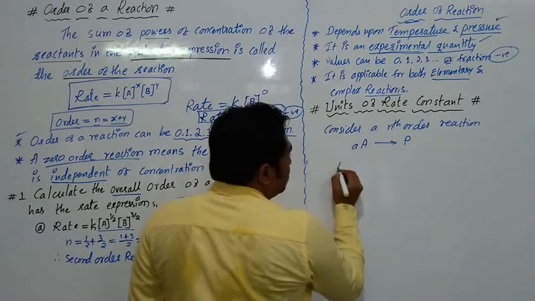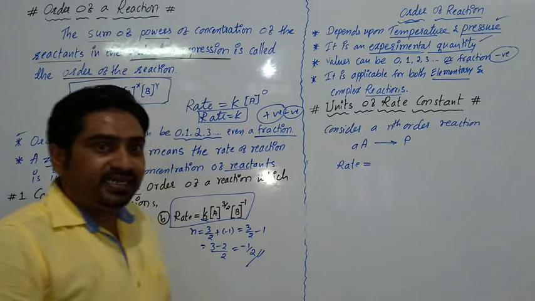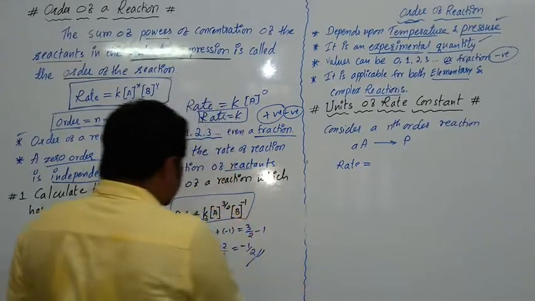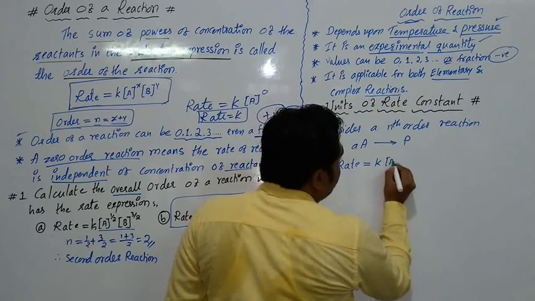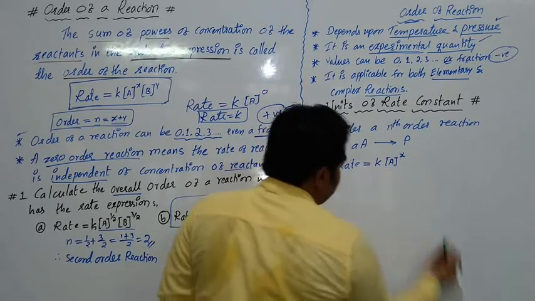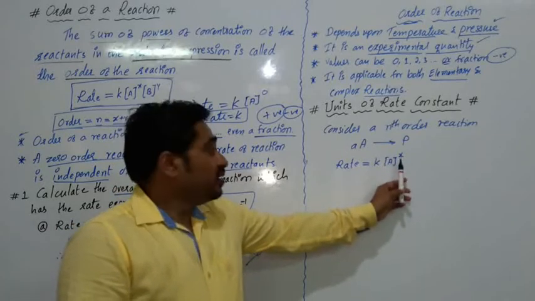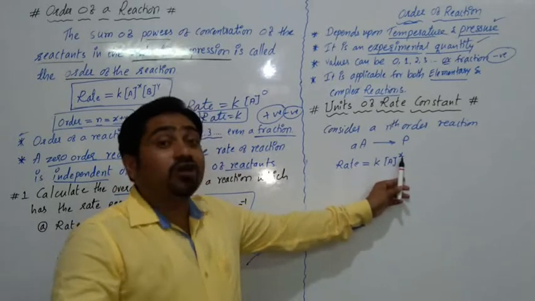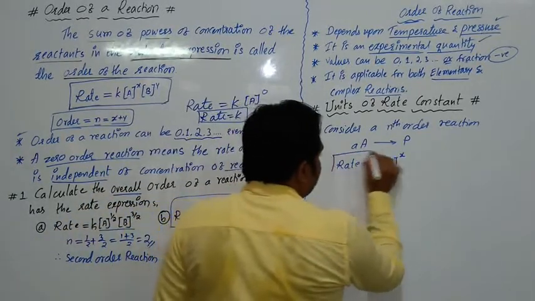For this the rate is given as, rate is equal to, how to write rate? According to this we have to write the rate law, K into concentration of A raised to X, isn't it? We cannot take this as A. Why? Here X may or may not be equal to this A. So this is our rate law expression.